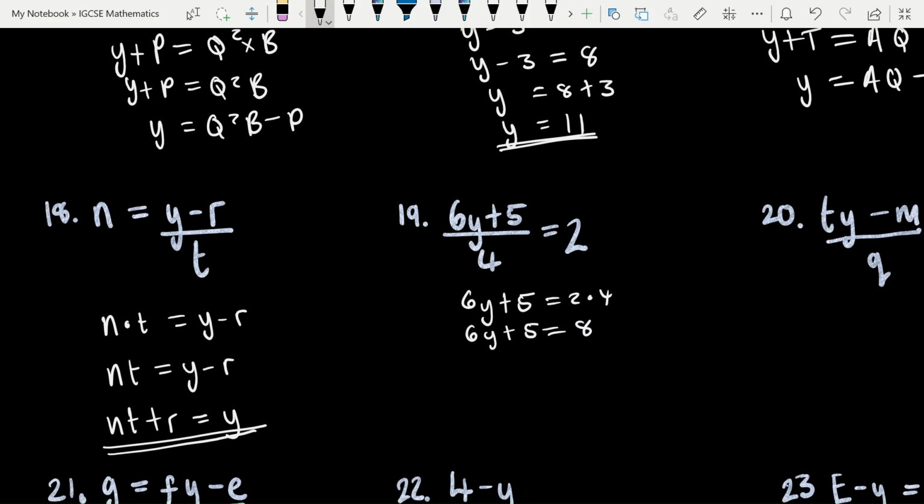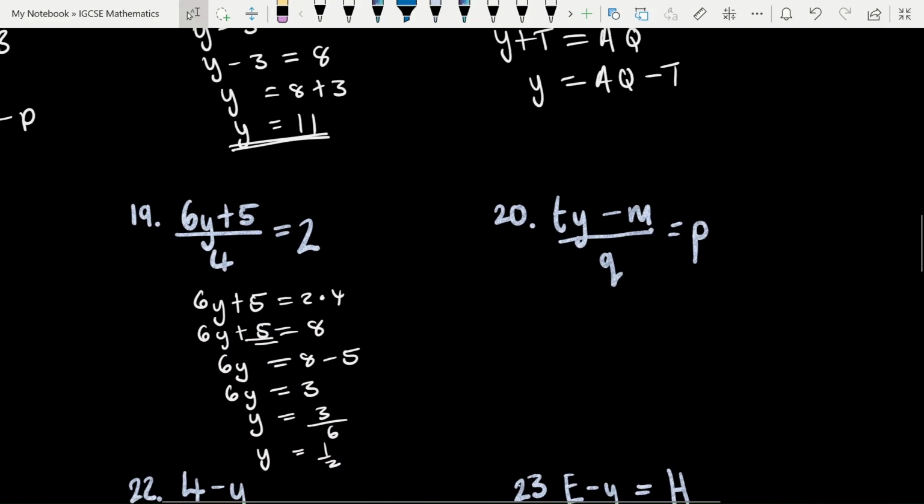Now we have a situation that we have seen before. We're making y the subject. We have 6y and 5. They have to go to the other side. Who do we start with? 5, because he is further. So we will remain with 6y being equal to 8 minus 5. And we have 6y being equal to 3. Then 6 goes to the other side. Y is equal to 3 over 6. And y is equal to half. You are done.